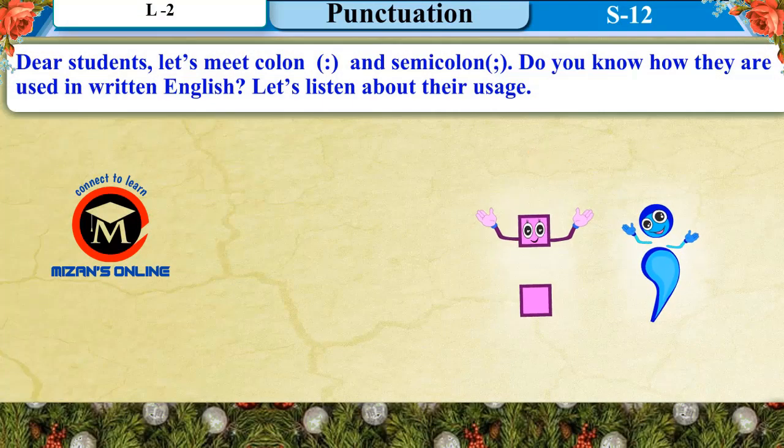Dear students, let's meet colon and semicolon. Do you know how they are used in written English? Let's listen about their usage.